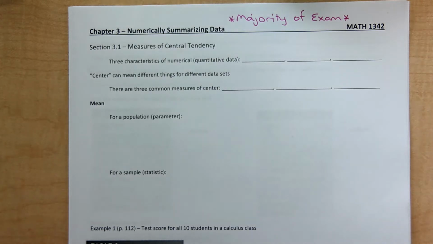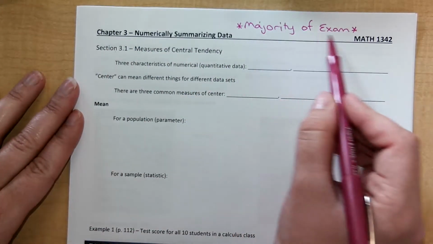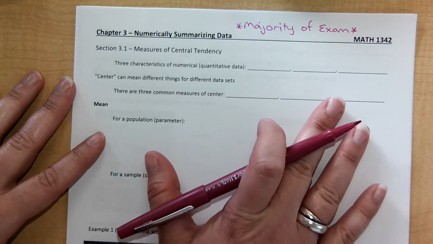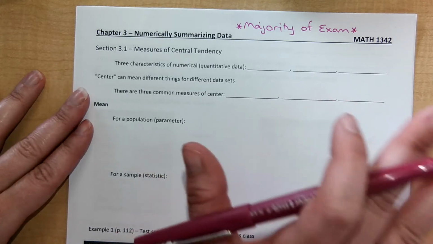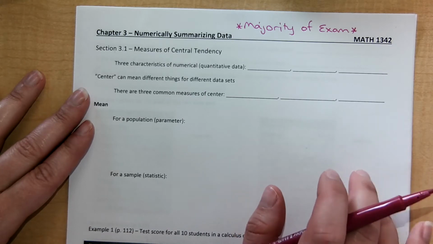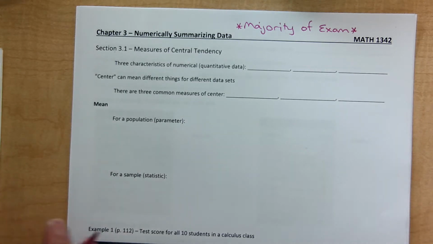This is Chapter 3, Numerically Summarizing Data. This is a huge chapter. It's a very important part of the course that will be the majority of the exam because this is very important. You'll need to remember Chapter 3's information moving on into Chapters 6, 7, 8, 9, and 10. So it's a big part of the course and it will be the majority of the exam.